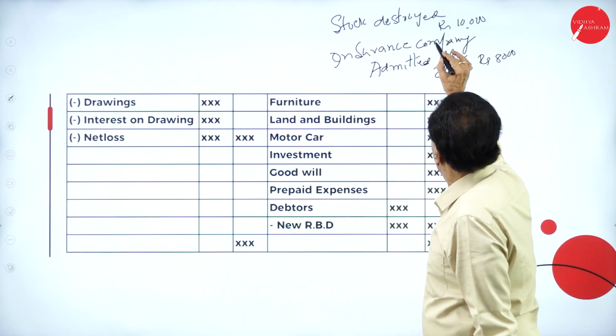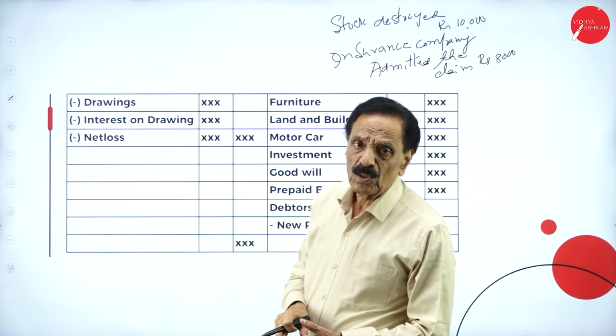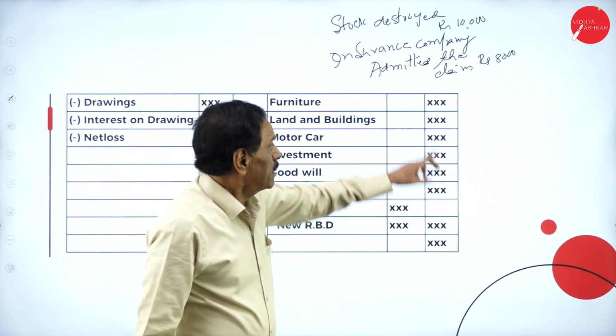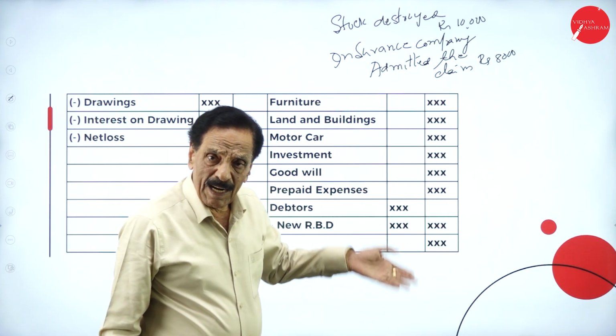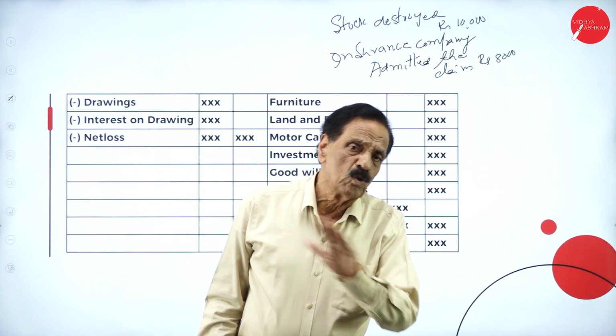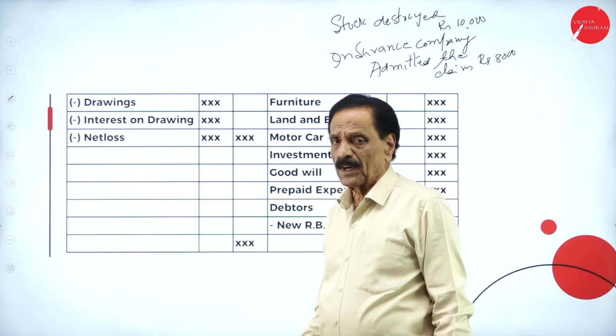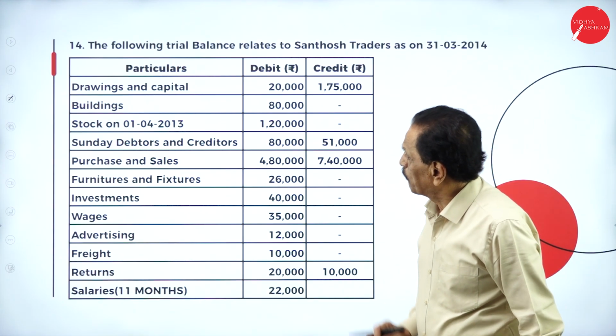If the entire 10,000 is accepted by the insurance company, no loss, no gain. That time 10,000 will come in the trading account, and 10,000 will come on the asset side of the balance sheet. No loss, no gain, no effect to profit and loss account. This is the format. We'll go to the problem now.